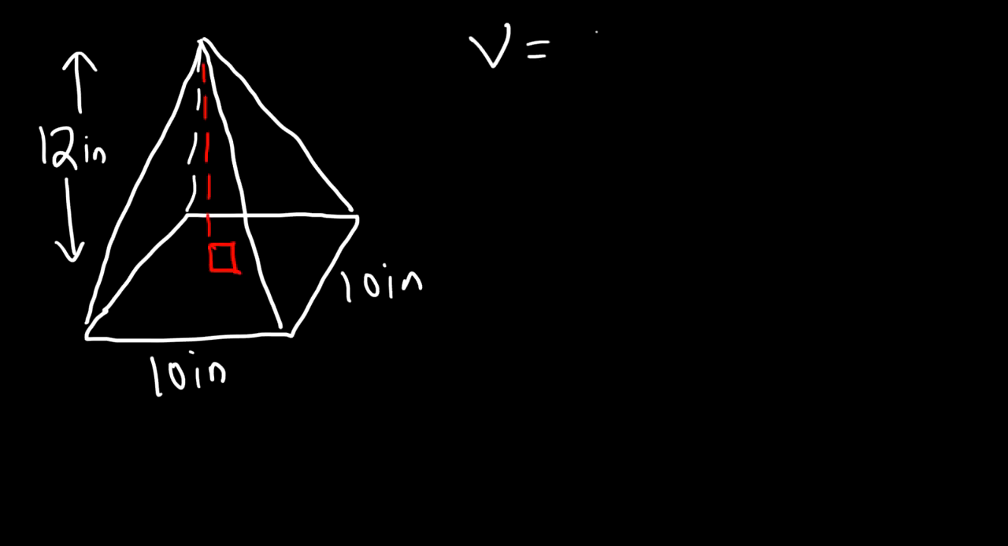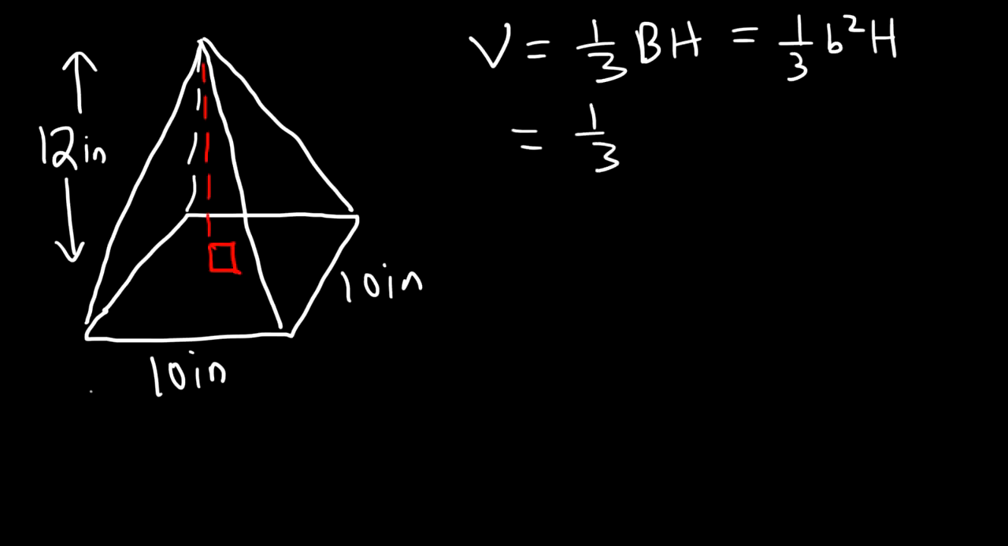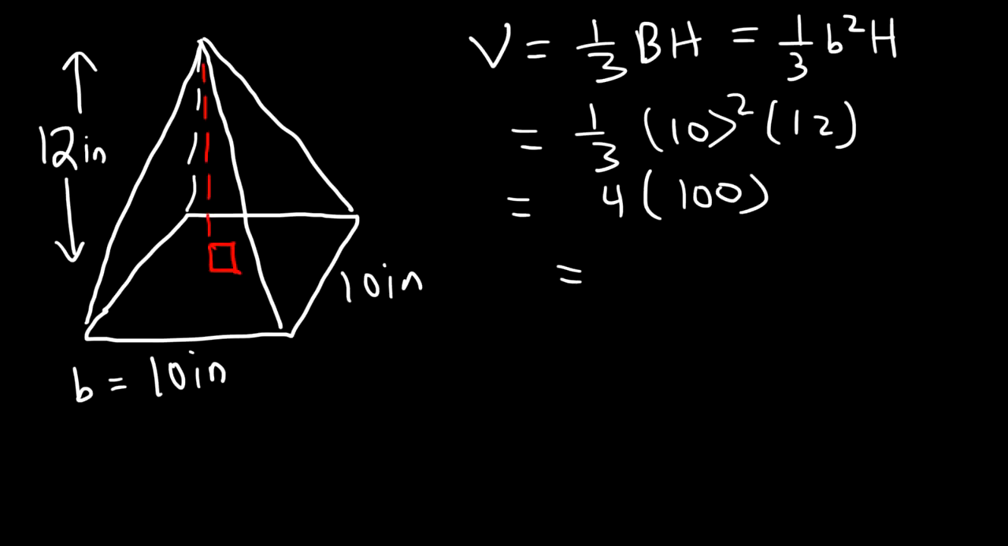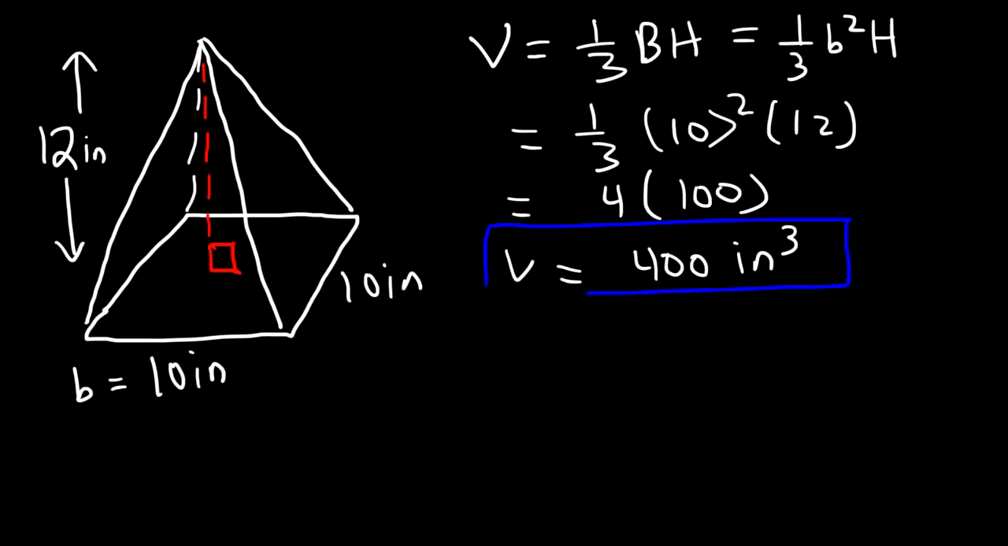So let's start with the volume. It's 1/3 base times height, which is 1/3 the side length squared times the height of the pyramid. b is 10, and the height is 12. So 1/3 of 12 is 4, and 10 squared is 100. So in this problem, the volume is 400 cubic inches. So that wasn't bad. Now what about the surface area and also the lateral area? How can we find those things?